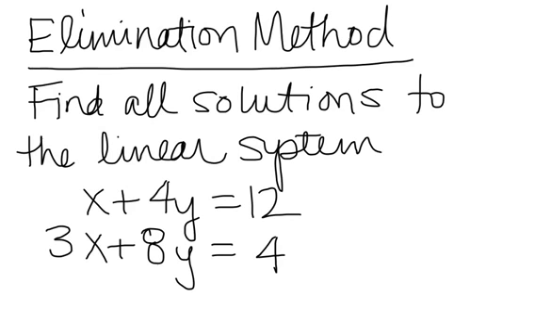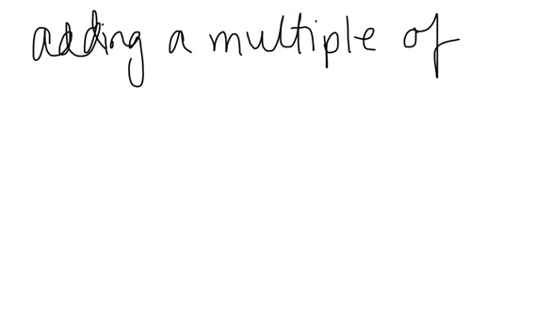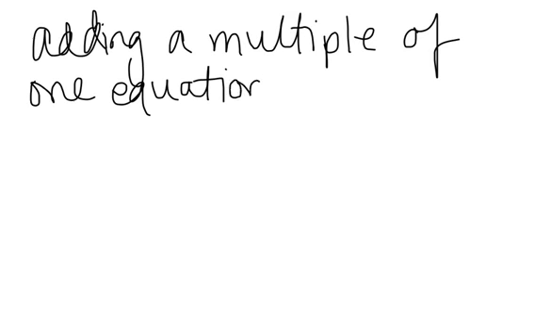First off, I want to find all solutions to the linear system x plus 4y equals 12 and 3x plus 8y equals 4. You'll recognize this from the worksheet we did in class today. The first step in the elimination method is to start by adding a multiple of one equation to another to eliminate a variable.